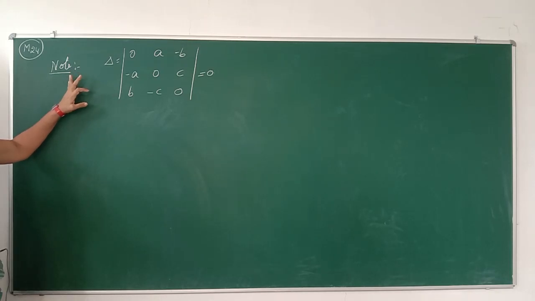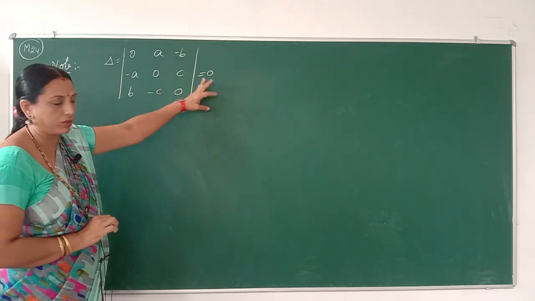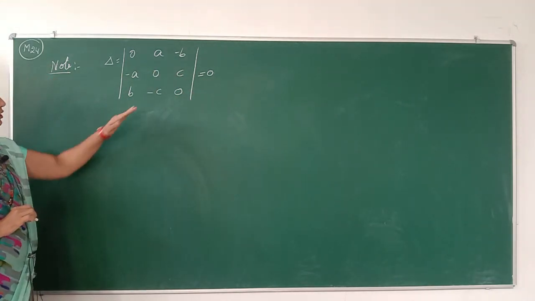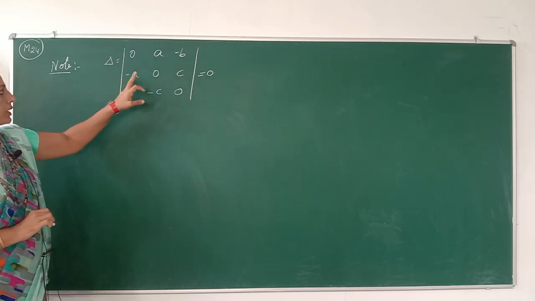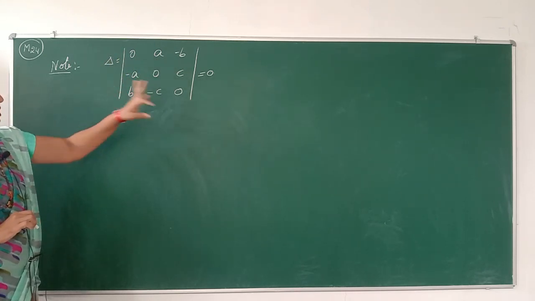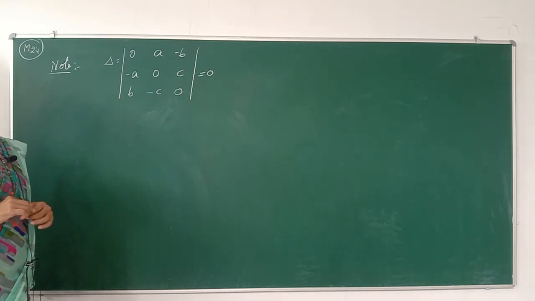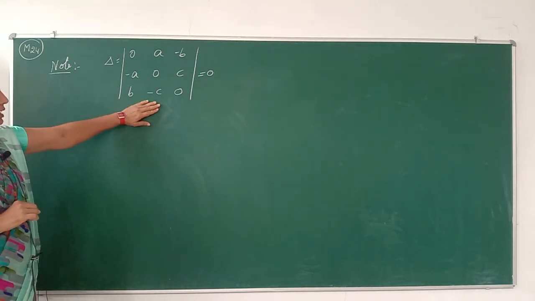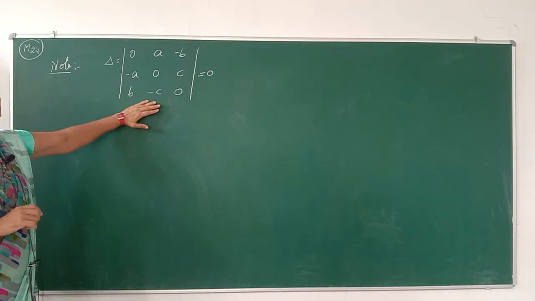So, remember the following form of determinants is always nothing but 0. First way, what are the elements of the determinant? 0, A minus B, minus A, 0, C, B minus C, C. So, how to remember these types of elements are always nothing but 0? First we will observe these elements. Such a matrix is called a skew symmetric matrix.